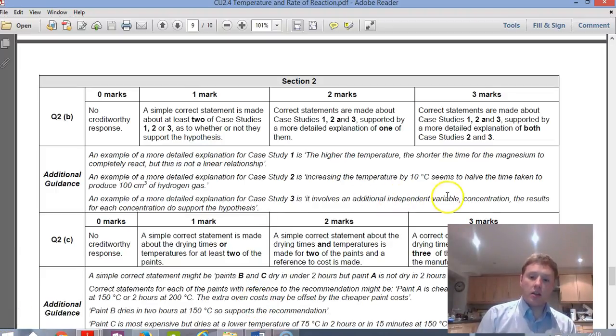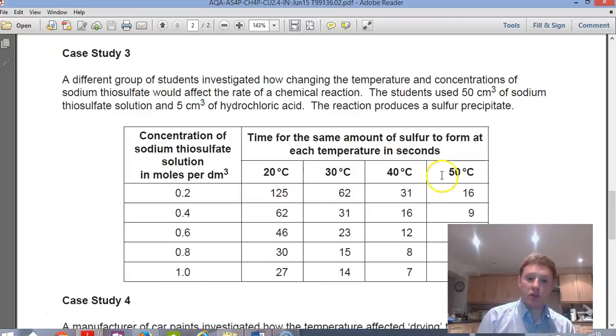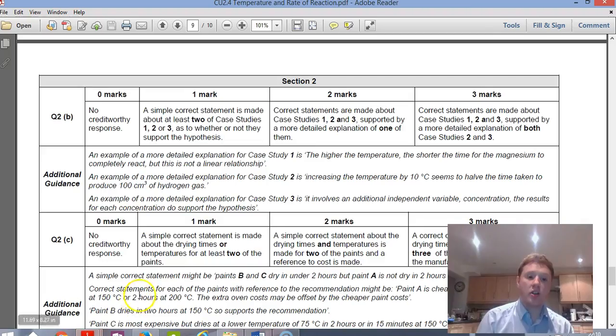So for example, the independent variable that you're looking for is temperature, but you've also got concentration. Does it change with each concentration in the way that you expect? Yes. The time goes down when the temperature increases for each concentration. So you've got to say that.